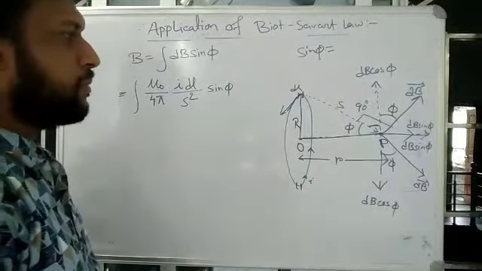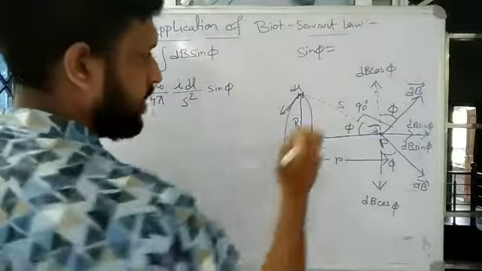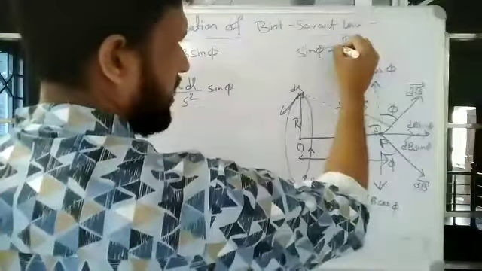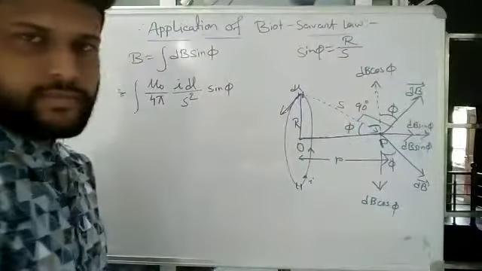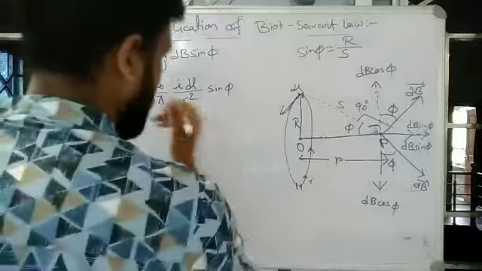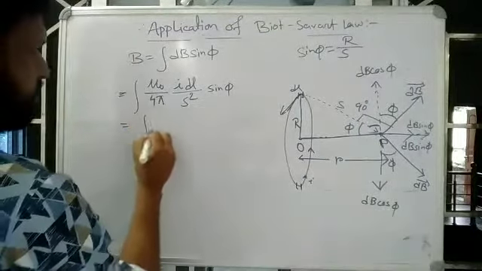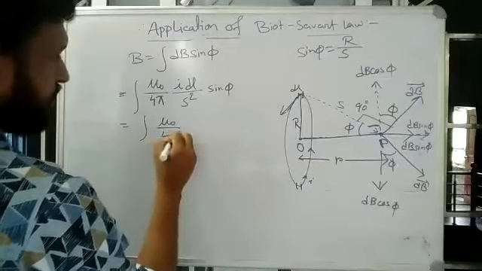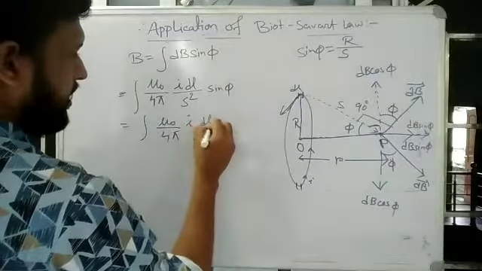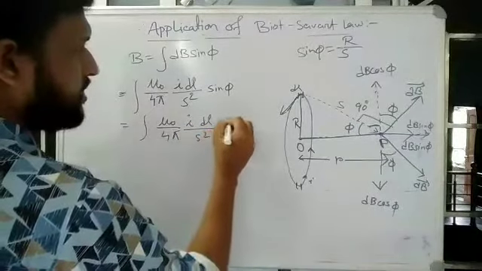Sin phi is perpendicular by hypotenuse. Perpendicular is r, the radius, and hypotenuse is s. So just put the value: mu 0 by 4 pi I dl by s square, and this is r by s.